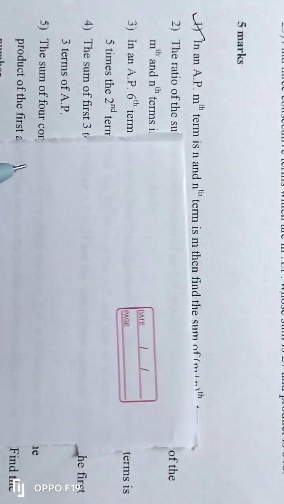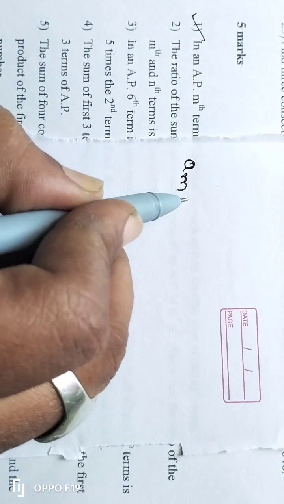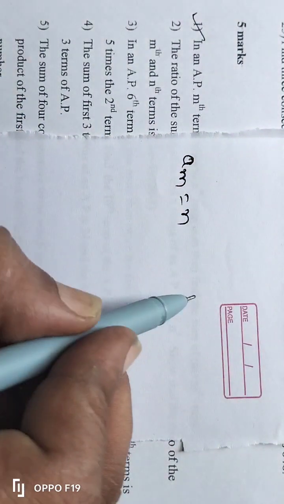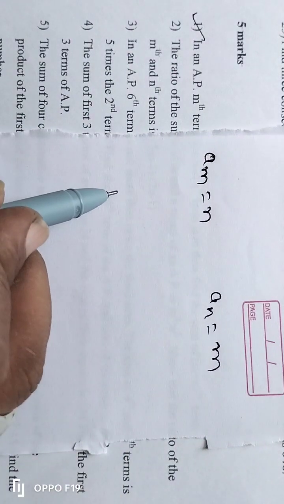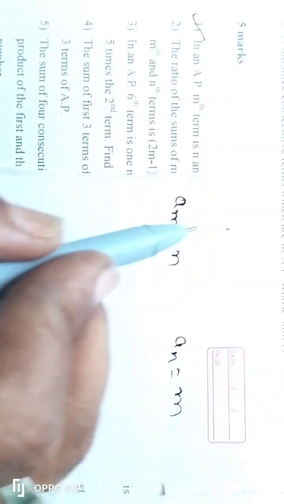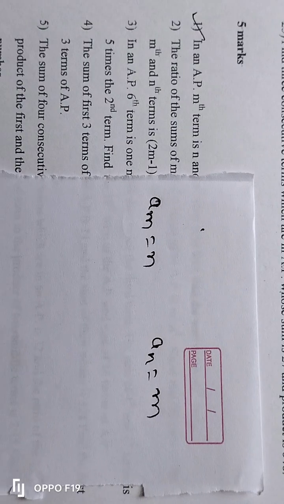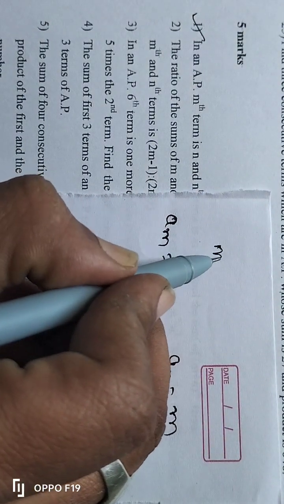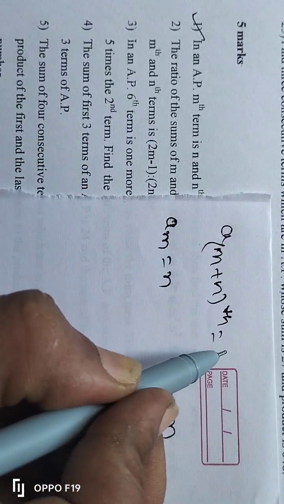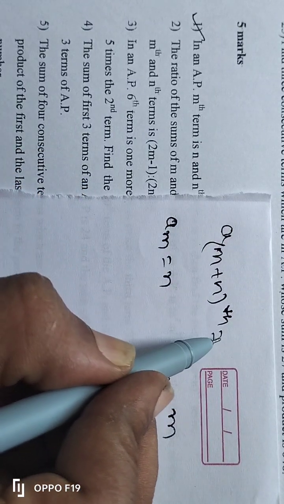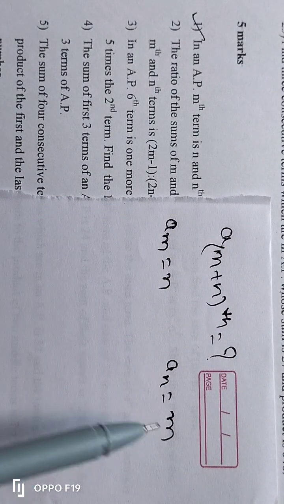He has given the mth term as n. The mth term means am, which is equal to n. Then he has given the nth term an is equal to m. Now we have to find the (m plus n)th term. What is the (m plus n)th term? That is a(m plus n), that we have to find out now. So am is equal to n, an is equal to m.